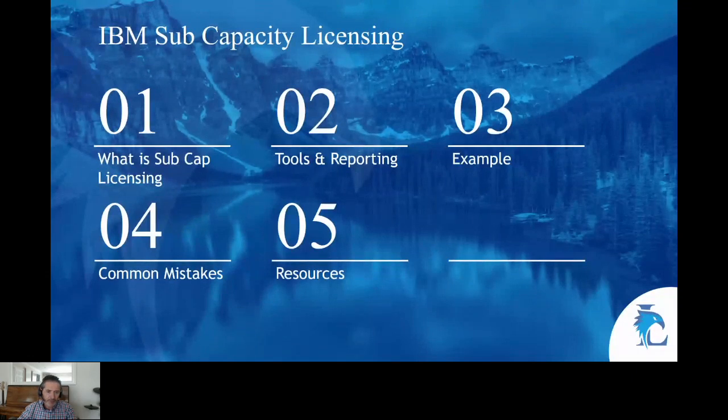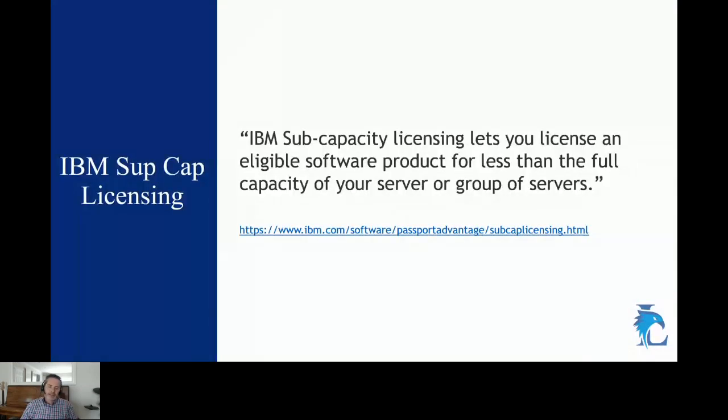So without further ado, IBM Sub Capacity Licensing. The quote you're looking at there is straight out of the IBM website. IBM Sub Capacity Licensing lets you license an eligible software product for less than the full capacity of your server and group of servers. So there's a few words in that sentence, but this is the definition that IBM have on it, and that's what matters. Like many things, though, the wording does give you a little bit of flexibility.